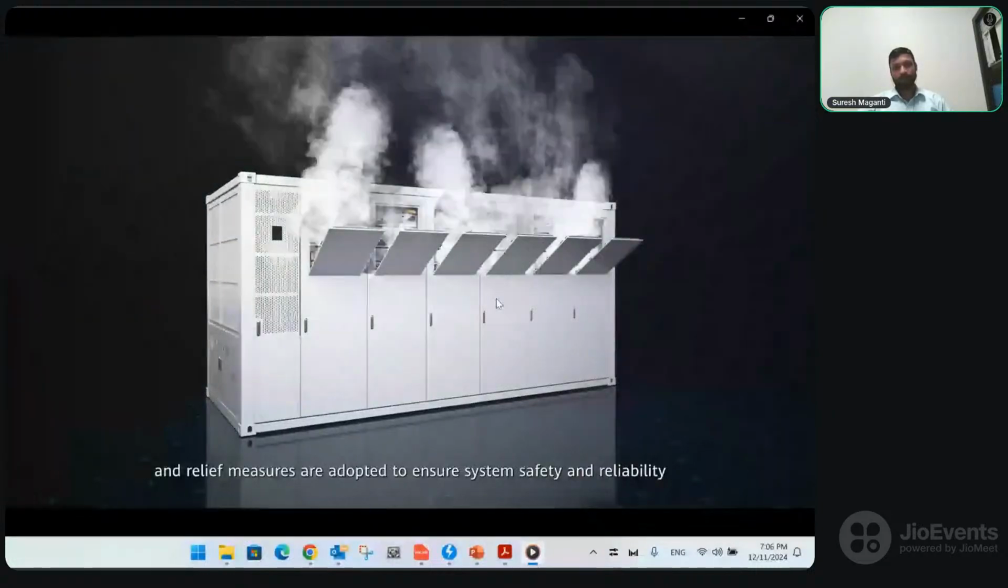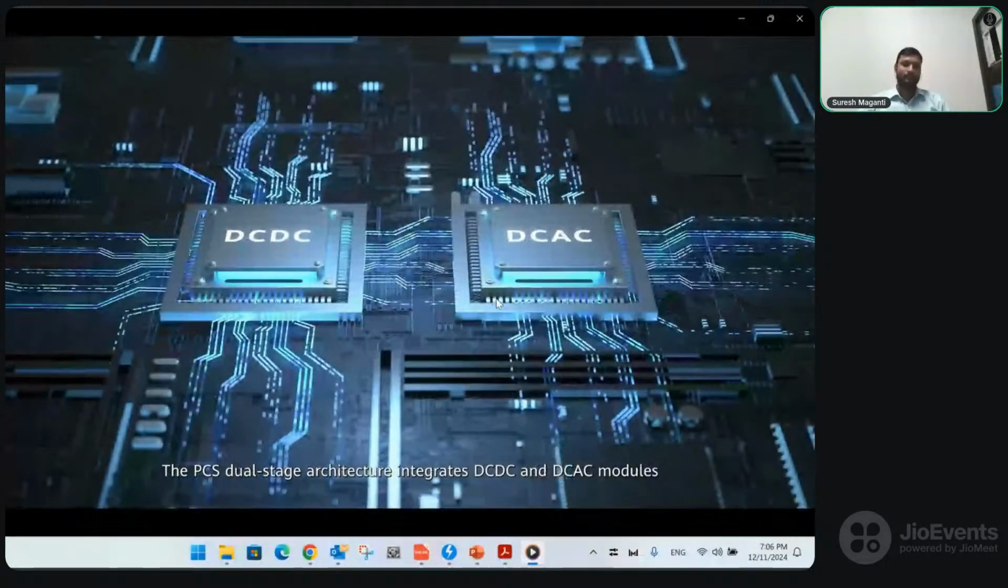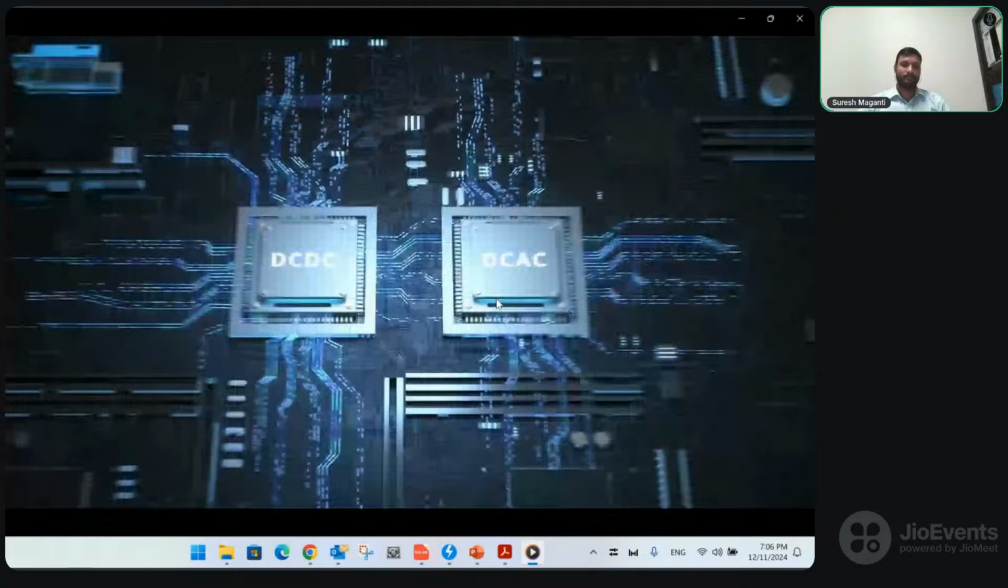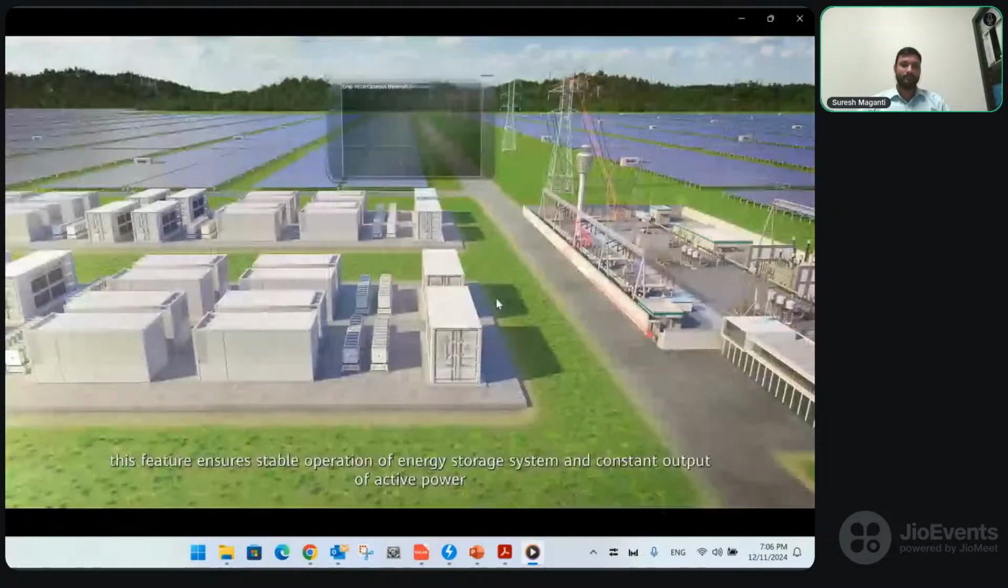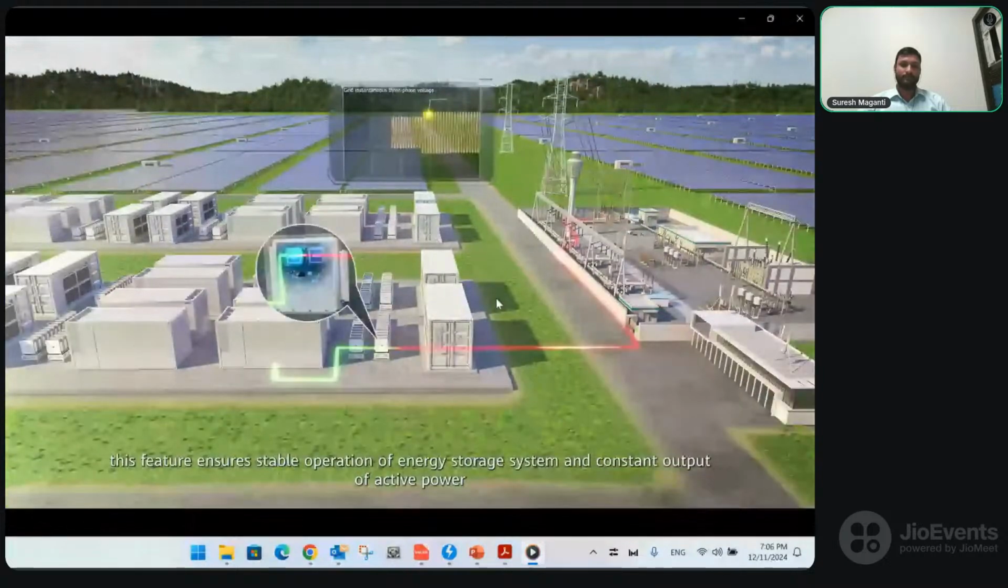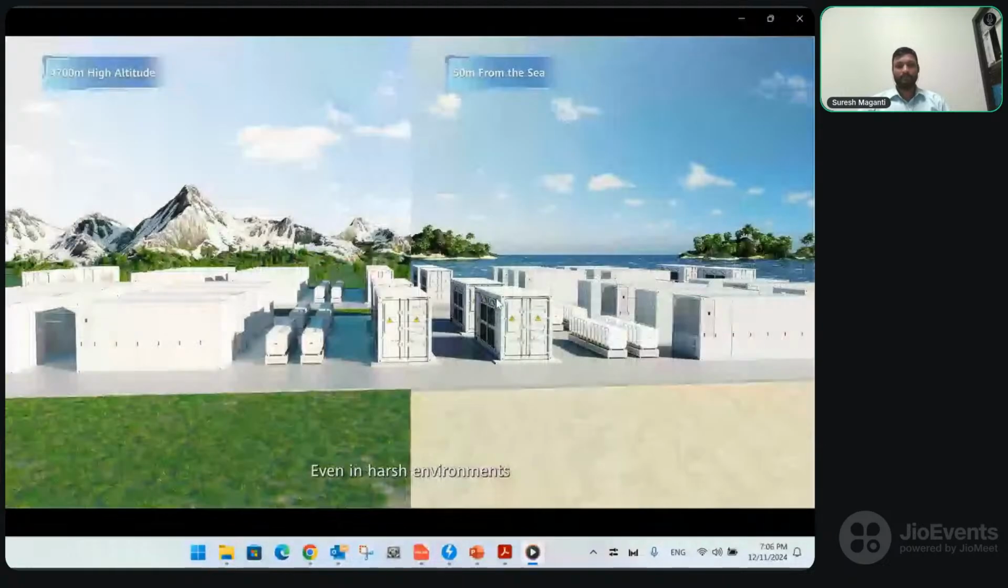The PCS dual-stage architecture integrates DC-DC and DC-AC modules. During high-voltage ride-through, this feature ensures stable operation of the energy storage system and constant output of active power. Even in harsh environments, I can run reliably all the time.